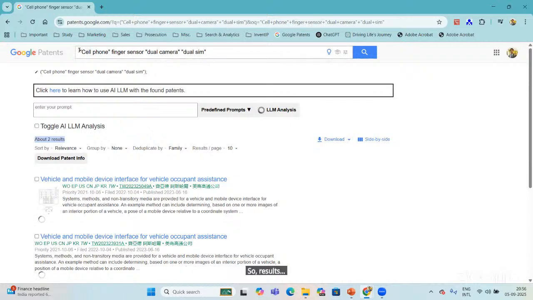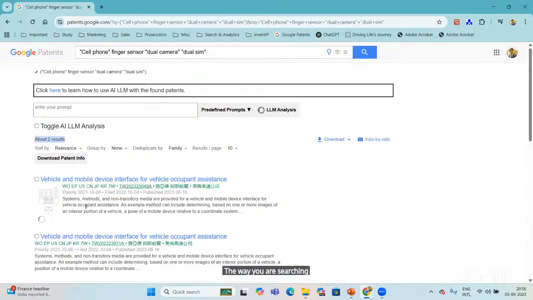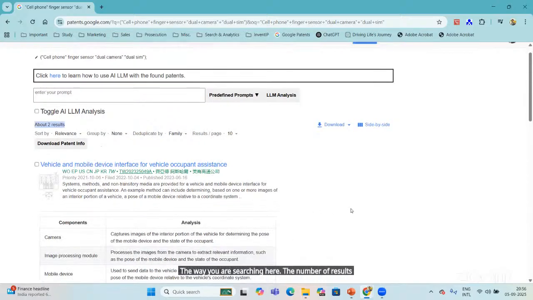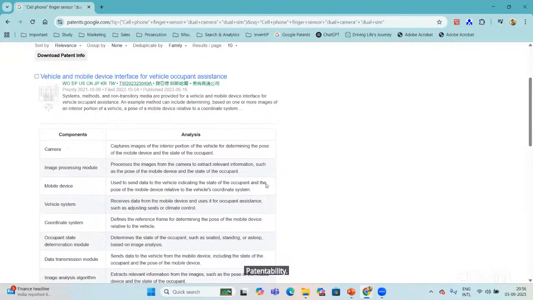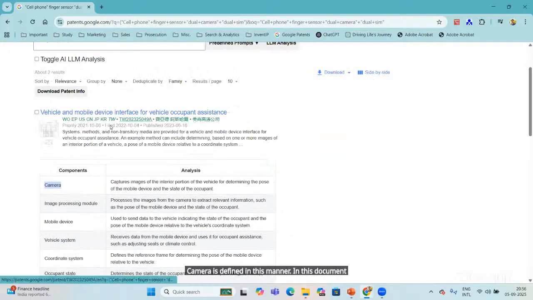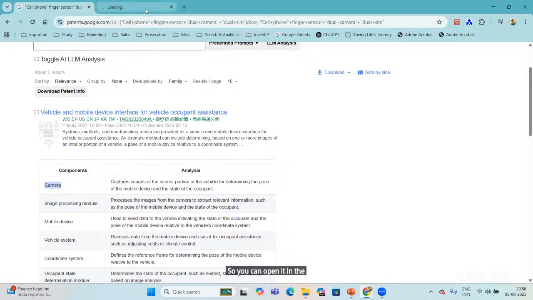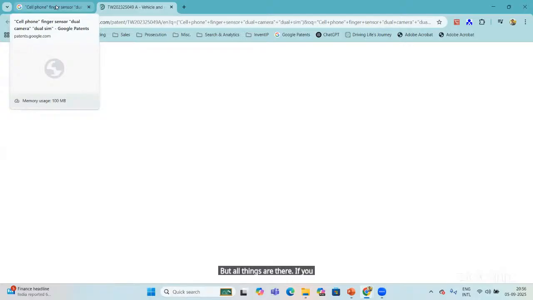So by changing the way you are searching, the number of results will quickly give you an idea, and this is what we call the patentability search. And here in the first column, these are the components, and in the second one, it provides AI-based analysis where camera is defined in this manner in this document. You can open it in a second tab and get to know what all is there if you want to read it in detail to understand.